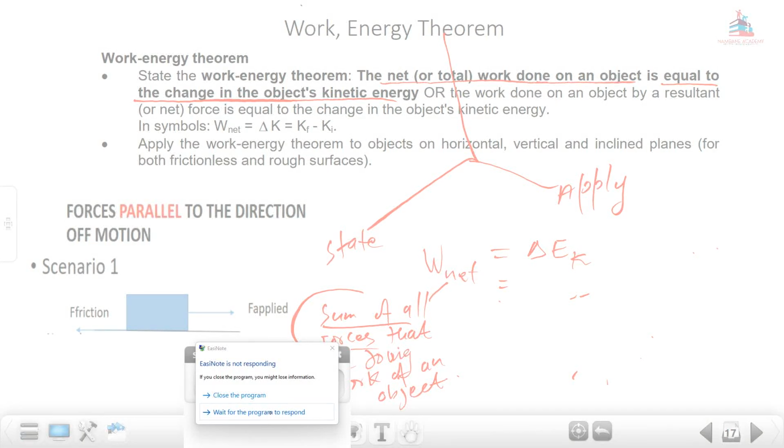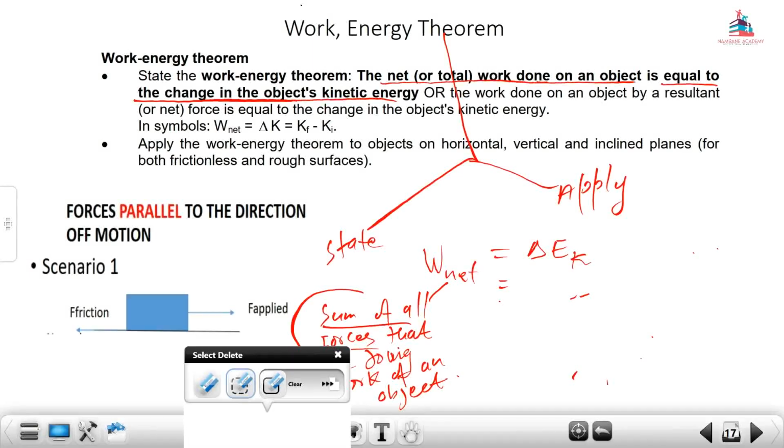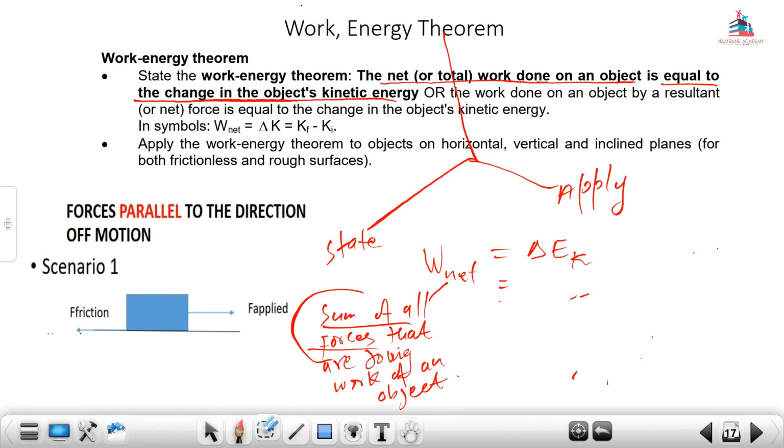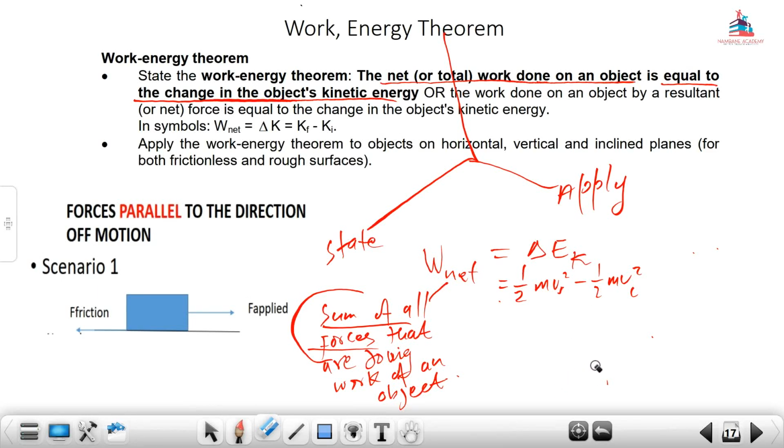So if we do this, we can easily see that we are working with only one mass. Let me write it down. It will be half mv squared final minus half mv squared initial. Maybe I must also remove this just to create a nice space for each and every one of us to see. Okay, this here should be final.